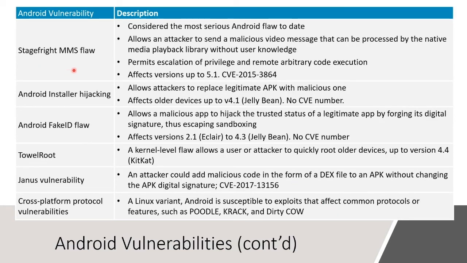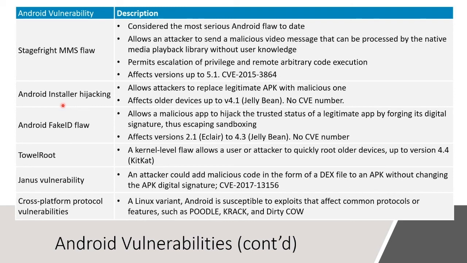There's the Stagefright MMS flaw. This is considered probably the most serious Android flaw to date. It allows an attacker to send a malicious video message that will be processed by the native media player without the user even knowing. So it's not necessarily that the video pops up, but it's going to start playing this video message in the background. You don't even see anything, which includes some kind of malicious code. It permits escalation of privilege and remote arbitrary code execution. It affects versions up to 5.1. Here's the CVE, look it up.